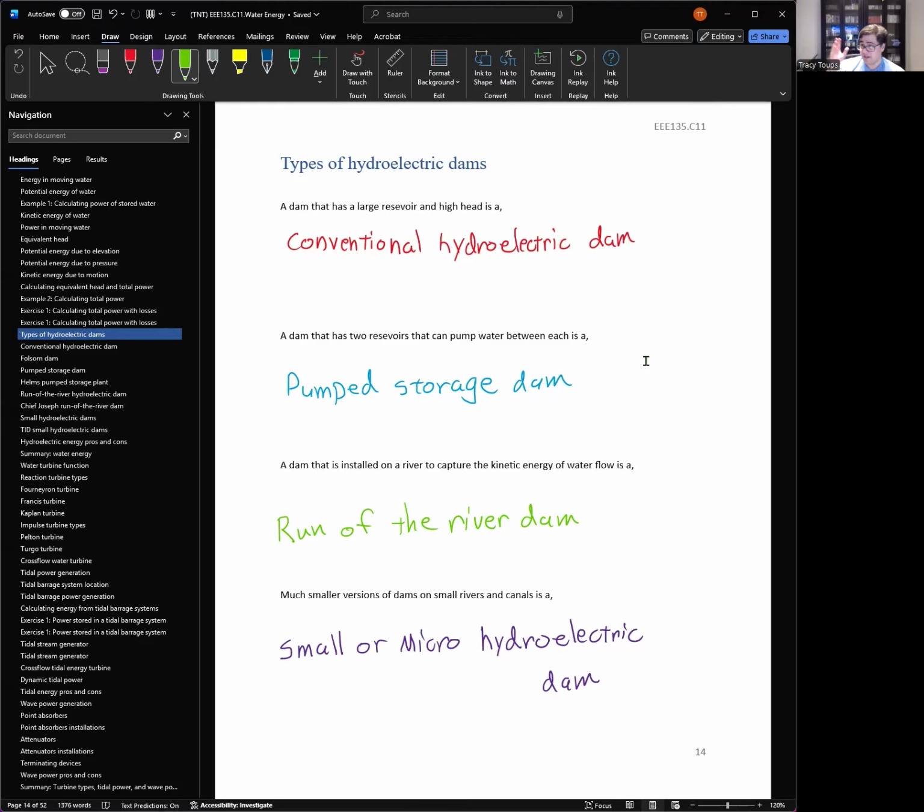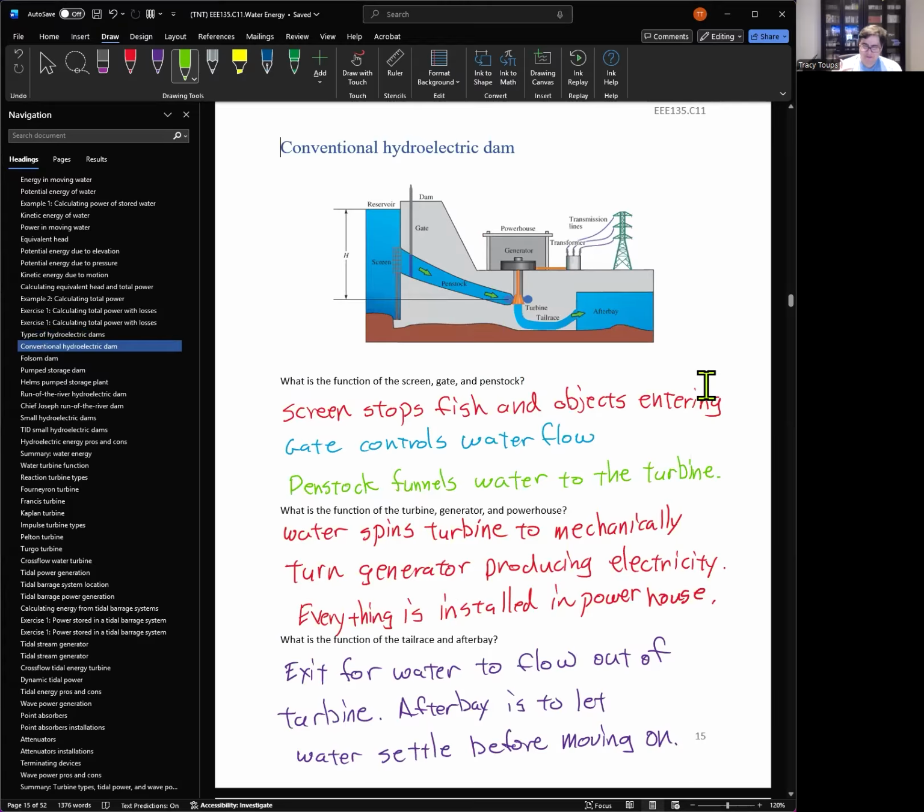Lastly, we have much smaller versions of the previous dams on rivers and small canals, and they're called small or micro hydroelectric dams. Okay. So we're going to go ahead and talk about each one, give you some images and try to figure out how it works.